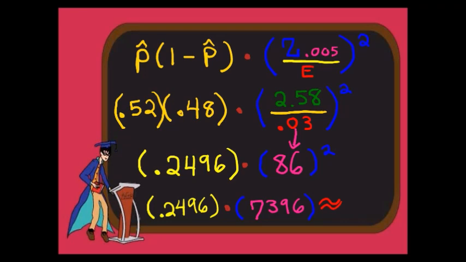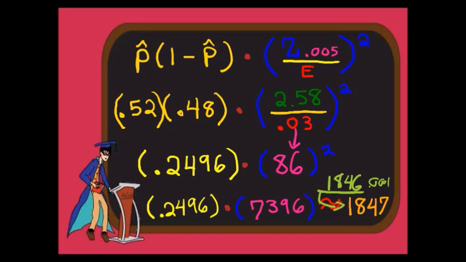So you should have multiplied these two values together by now and gotten about 1,847. Now, one last piece of the puzzle. If this was 1,846.0001, you still round up to the next whole integer. Regardless of what that decimal value is, you always round up.